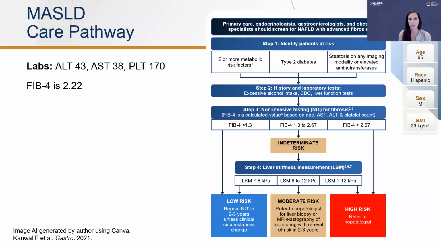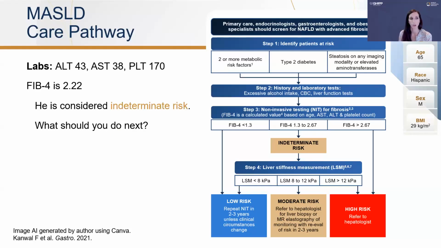So identifying patients at risk for MASLD, which is the new term, a patient who has 2 or more metabolic risk factors or type 2 diabetes or steatosis on any imaging modality or elevated liver tests. And our patient, Albert, meets these criteria. Even if he just had diabetes, that would be criteria to screen. So he got a FIB-4 test, which was 2.22. And so he is considered an indeterminate risk.